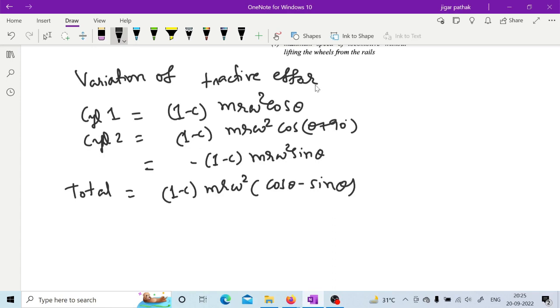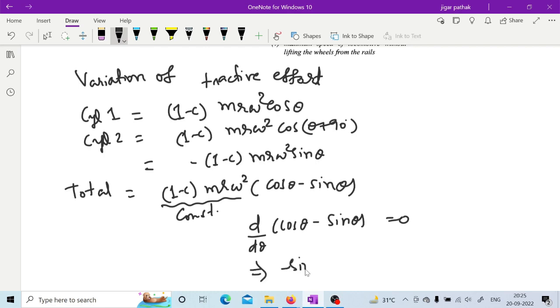Now when it will be maximum, you can directly say that all these are constant, right? (1 minus c) m r omega square is constant. So it will depend on this cos theta minus sine theta. When this cos theta minus sine theta will be maximum, at that point you can have the maximum variation of tractive effort. And if you differentiate this, you will have minus sine theta minus cos theta equal to 0.